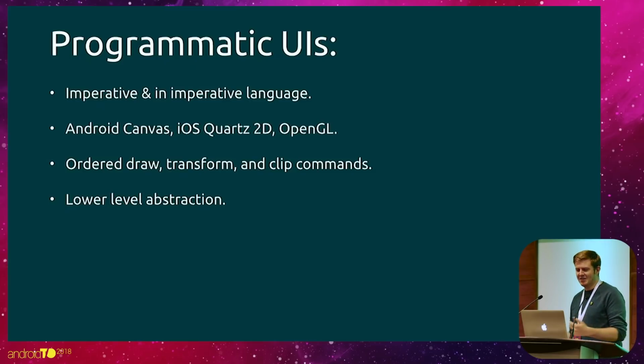The flip side of that is programmatic UIs, which is something I've had a bit of experience with. This is when you write your UIs more in an imperative language, like Java or Kotlin or Objective-C. And it's working more directly with APIs like the Canvas, like Quartz2D for iOS, or even just OpenGL. And it's more about ordered draw, transform, clip commands. And you have a lower level of abstraction.